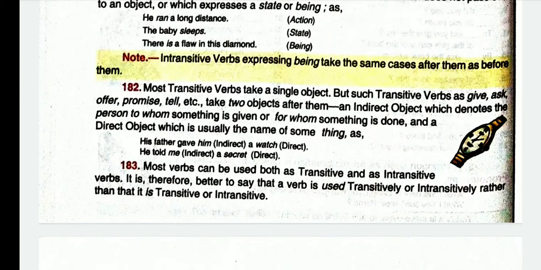What will be the indirect object? I repeat, the person to whom something is given, or for whom something is done. And what is a direct object? Direct object is the name of something.